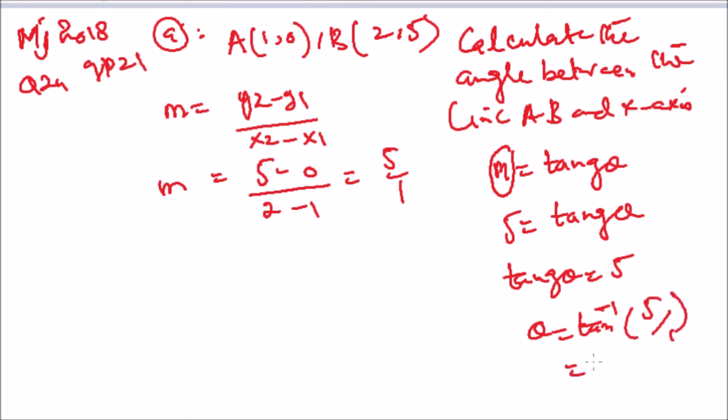The result is the angle we find here, straight on the calculator. Tangent inverse 5, the answer is coming 78.69. And we know in IGCSE we give the angle to one decimal place, so 78.7 degrees. Writing degree is very important, so don't forget to write degree there. Okay, this is one method. Now method 2.